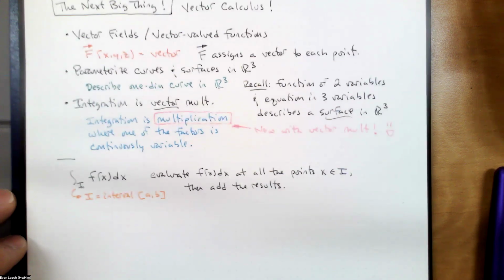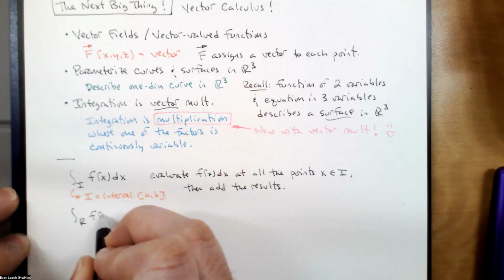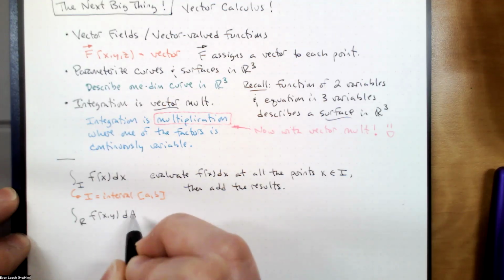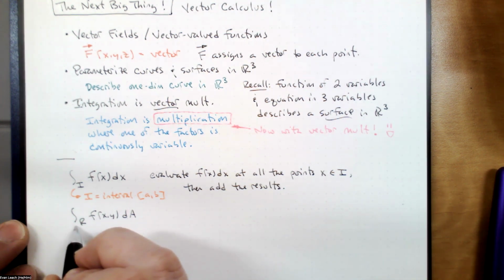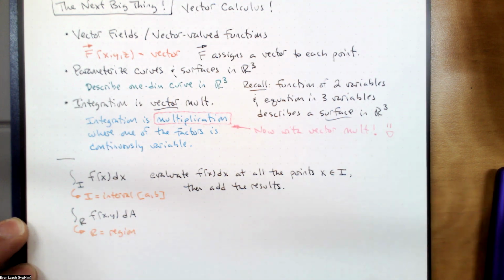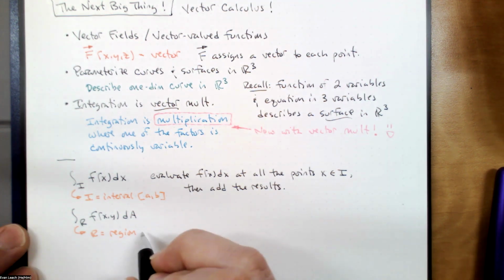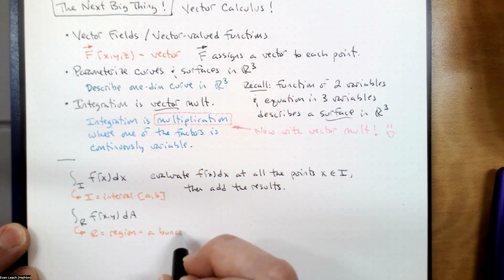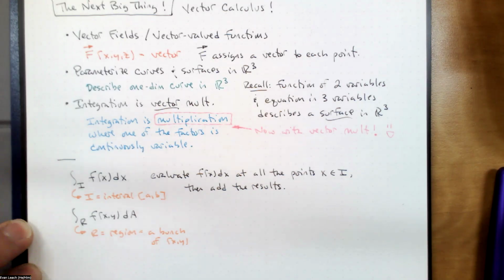So even if I say the integral over R of f of x, y dA, in this case, R is just a collection of points x, y that we're going to be evaluating f of x, y dA at. So R is some region, which just means it's a bunch of points x, y.